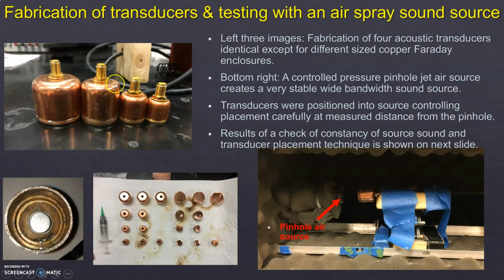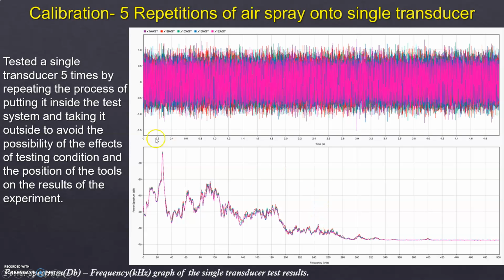These are the four different sizes of transducers that I made, and I kept the same amount of ceramics inside, so the only difference would be their sizes. I exposed them to the same white noise by using the air spray test system right here. Also, before testing all four sizes of my transducers, I picked a single transducer and tested it 5 times by repeating the process.